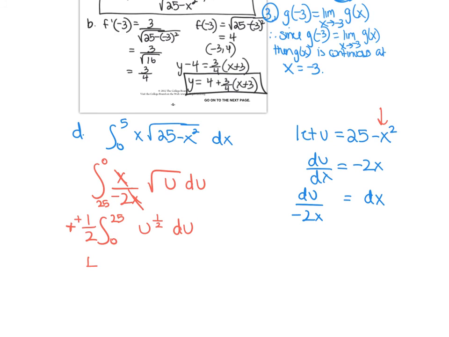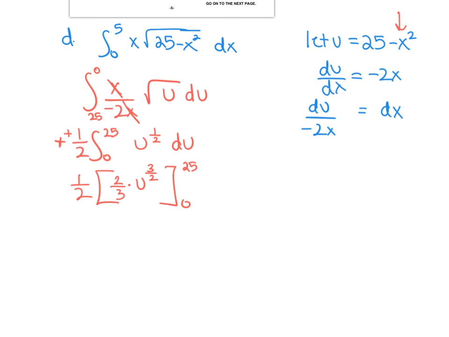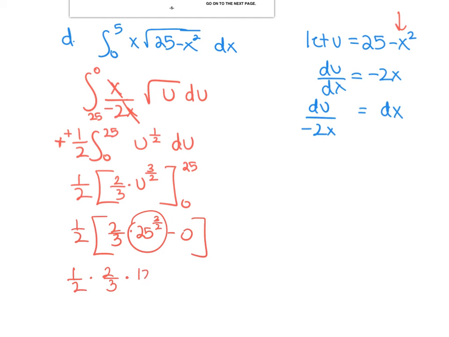So we will use our power rule. U to the 3/2 divided by 3/2 is the same thing as multiplying by 2/3. And we're evaluating that 0 to 25. So we'll get 2/3 times 25 to the 3/2 minus 0. Remember, 25 to the 3/2, do your square root first, which is 5. 5 cubed is 125. And that is just going to equal 125 thirds. And there is question 4.